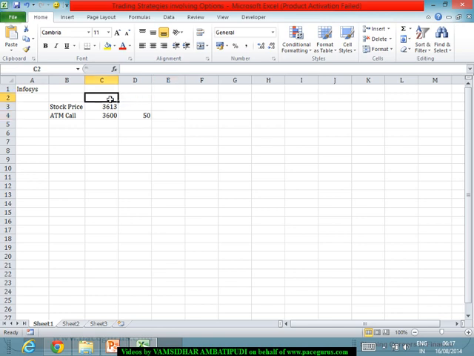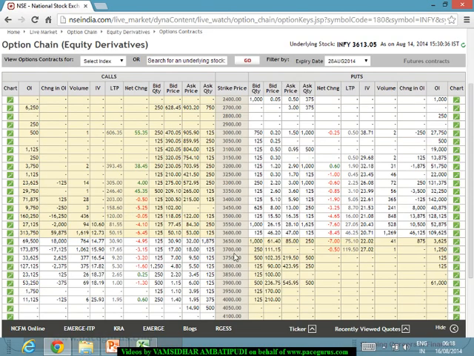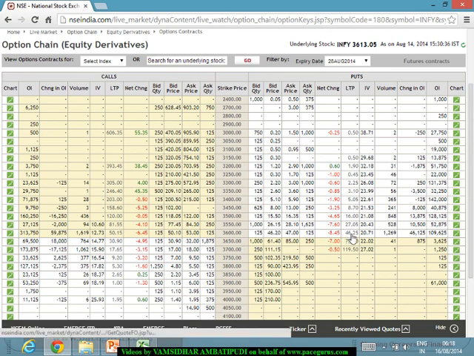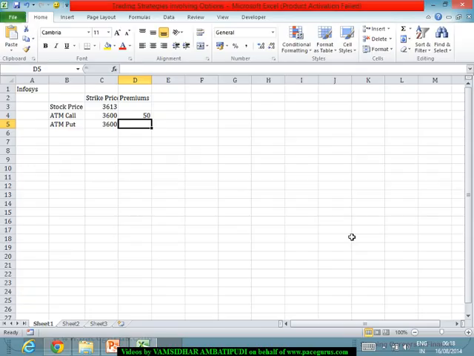I'll call these the strike prices, and these are the premiums. So the ATM call, which is 3600, is currently available at a premium of 50. Similarly, the ATM put, the at-the-money put with the same 3600 strike price, is available for 46.25, so I'll round it up to 46.